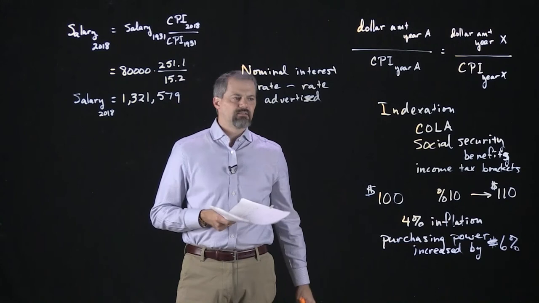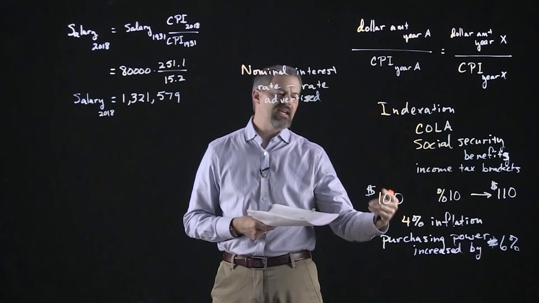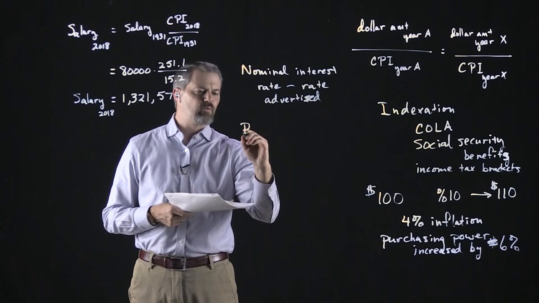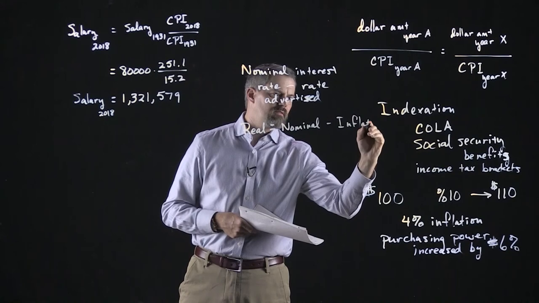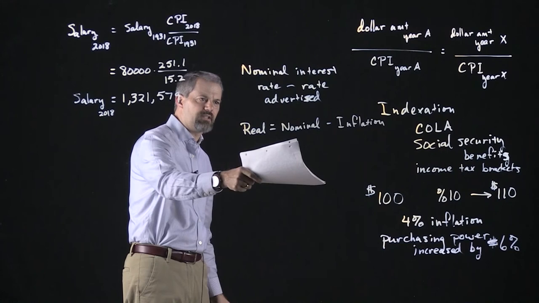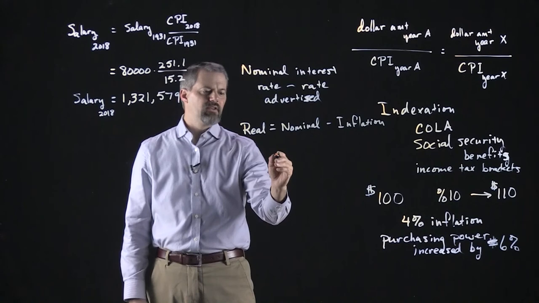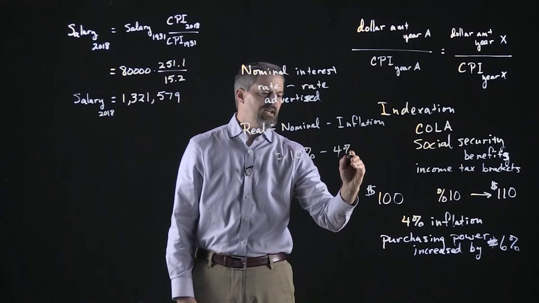So here in this example, the nominal rate is 10%. We had to make an adjustment to get the real rate. And the way that you do that is very straightforward. The real rate is going to be equal to the nominal rate minus the inflation rate. All of these are rates. The real interest rate is equal to the nominal interest rate minus the inflation rate. So in our example, the nominal rate was 10%. We subtracted off 4% inflation. That gave us a real rate of 6%.